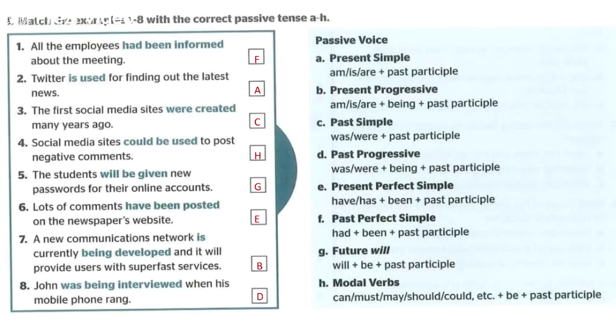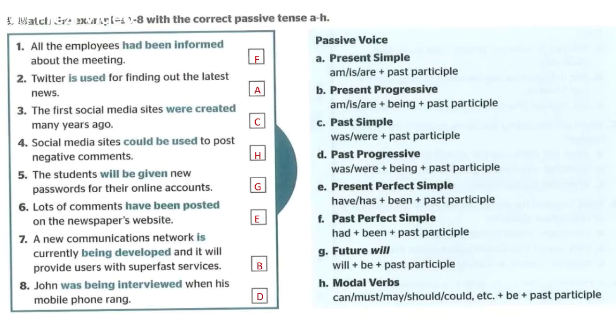"All the employees had been informed about the meeting." Here, "had been informed" refers to past perfect simple. 2. "Twitter is used for finding out the latest news." It matches with A, present simple, as you have already guessed, and it's written over there. 3. "The first social media sites were created many years ago." So this is so simple. That means simple past, which is C.